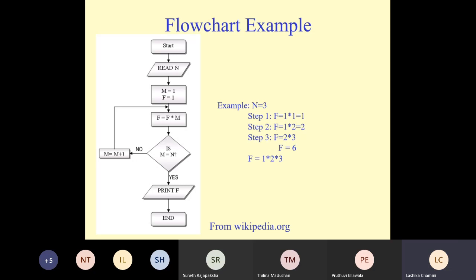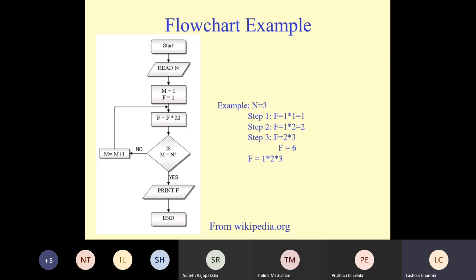And now the value of m is 2. And again, we are checking whether the value of m is equal to n. Again, it is not true because the value of m is 2 and the value of n is 3. So again, we are going with the no path and adding one to the value of m. And at the end of step 2, the value of m is equal to 3.